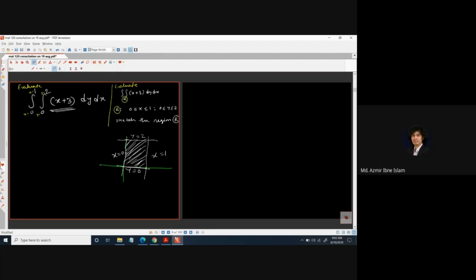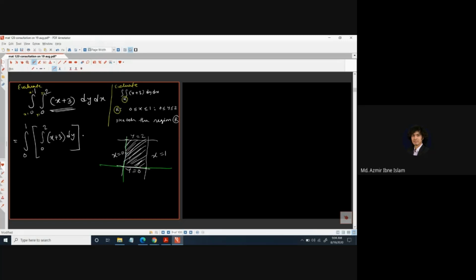We can also rewrite the order as first dx or dy. So let's try to integrate this one. Here, once we have mentioned x equal to 0, x equal to 1, y equal to 0, y equal to 2, we can skip this. We can just write 0 to 1. At first, let's integrate for y.